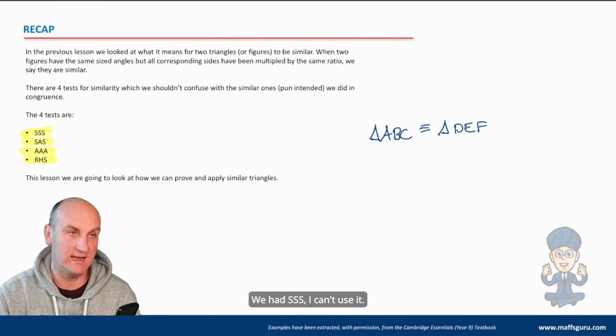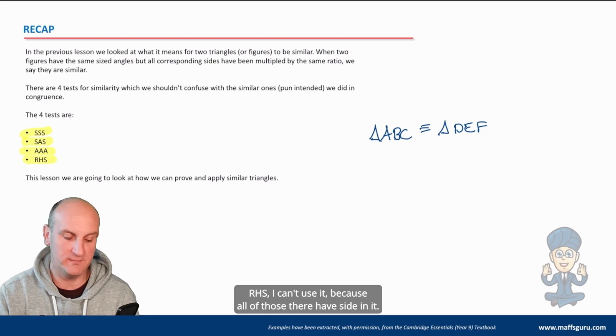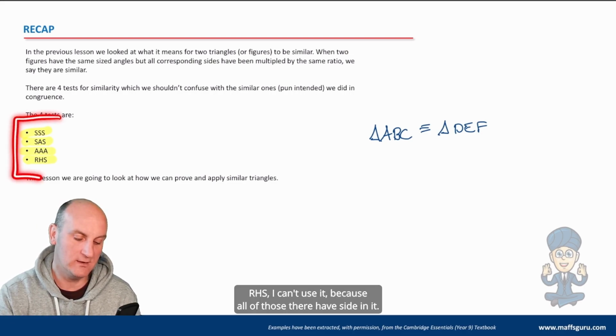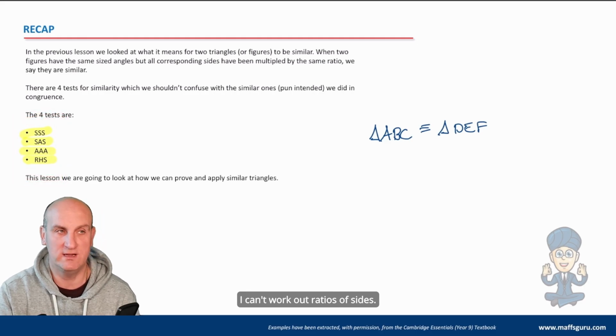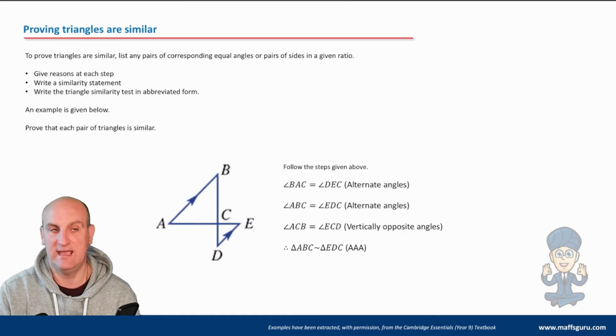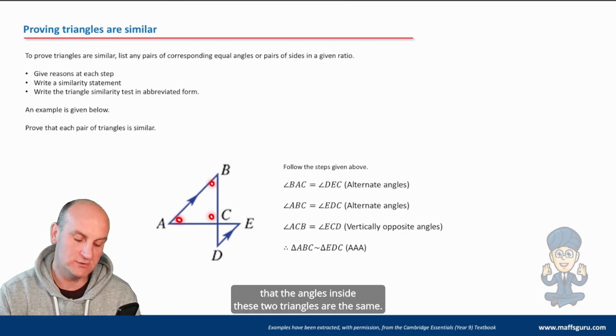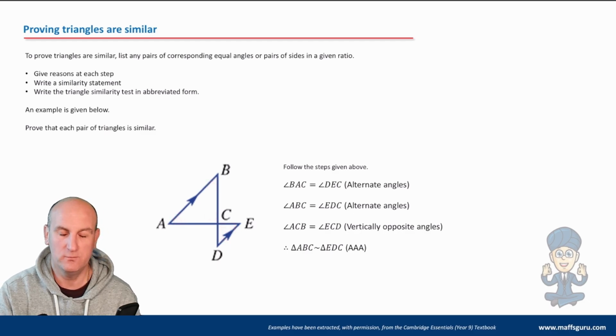Let's go back to the rules. We had SSS, I can't use it. SAS, I can't use it. RHS, I can't use it, because all of those have a side in them, and we don't have ratios. I can't work out ratios of sides. So the only one I can use is AAA. So now what I've got to do is show that the angles inside these 2 triangles are the same. Well, how do we do that?